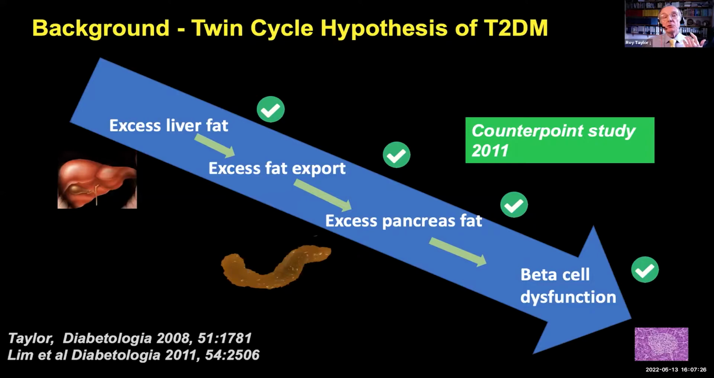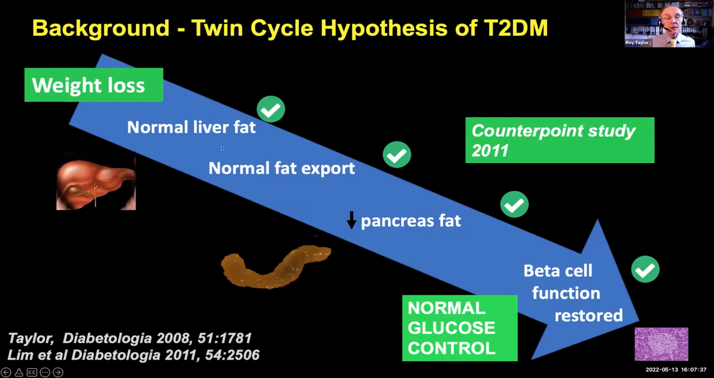Now, it was necessary to achieve this rapidly to carry out the sort of study I wanted to do, and we achieved an average of 15.3 kilograms weight loss. This caused everything to normalize, and glucose control normalized in this group. This was the Counterpoint study, and that really has started off the flood of dietary studies for type 2 diabetes aiming at remission ever since.